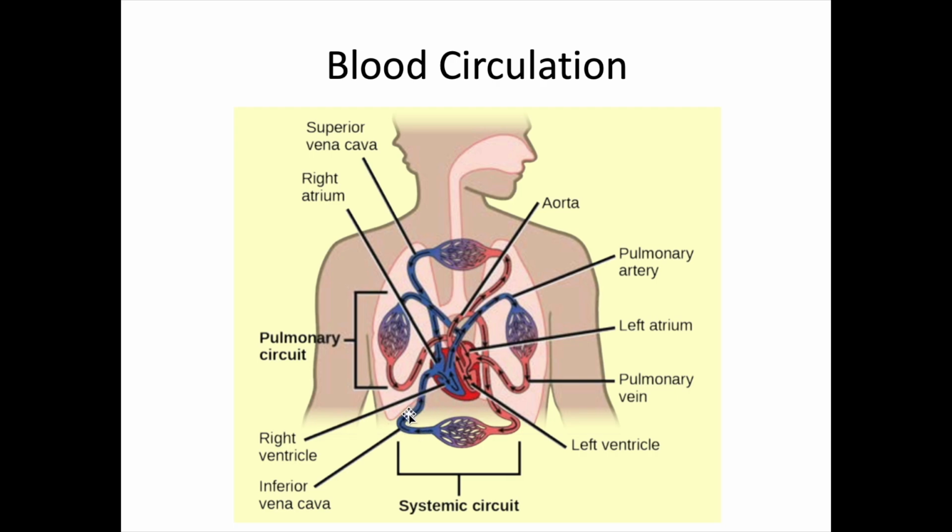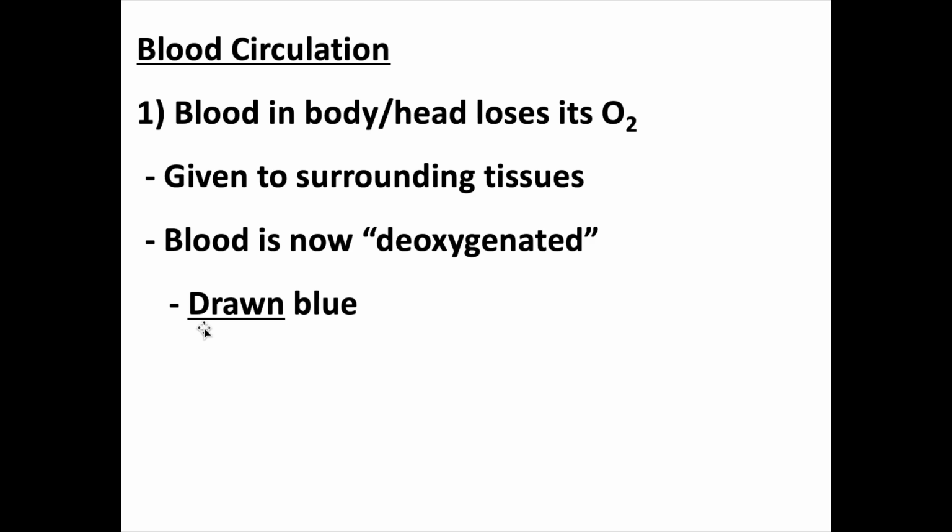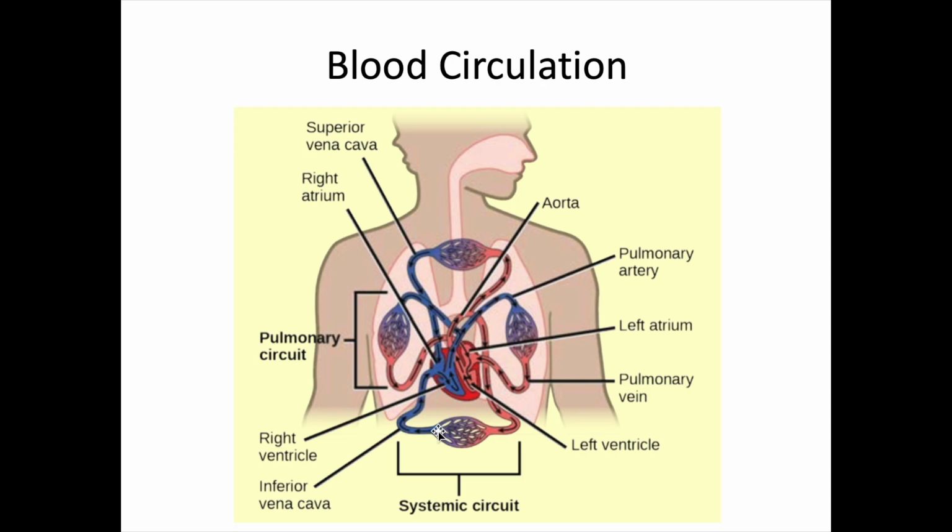I want to clarify, your blood is never actually blue. Sometimes it may look blue if you have pale skin. You can look at your arm and see some veins that definitely look blue. That has to do with the way light is filtered through your skin. It's not actually blue, it's always red, but this is a convenient drawing convention. We'll always know what's oxygenated and deoxygenated because the deoxygenated bits are drawn the color blue.